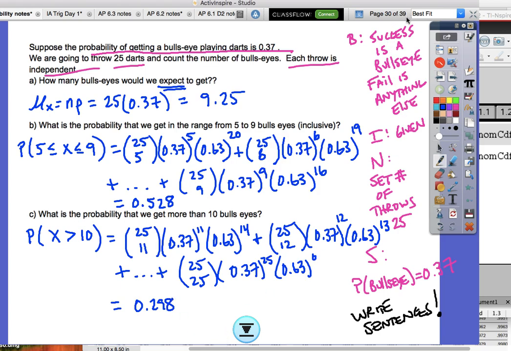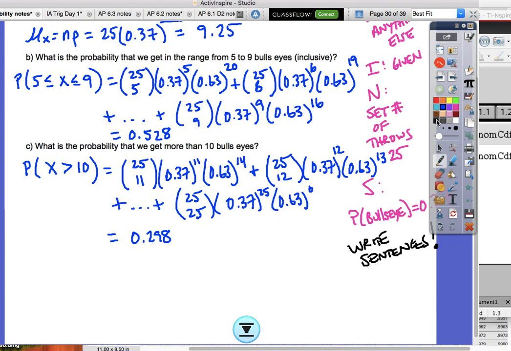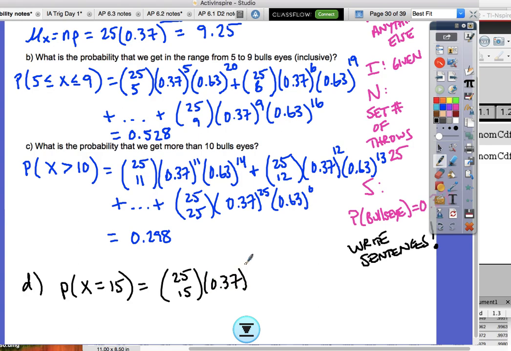Okay, now the only other kind of problem would be if it's asking, here, I'll add it in, what is the probability of getting exactly 15 bullseyes? Okay, so then it would be 25 choose 15. It would be 0.37 to the 15th, 0.63 to the 25 minus 15.